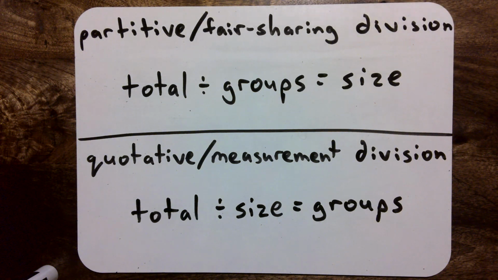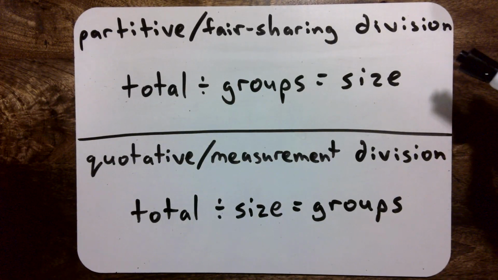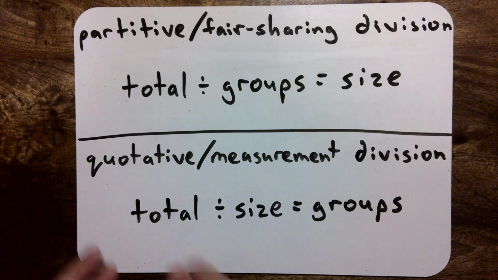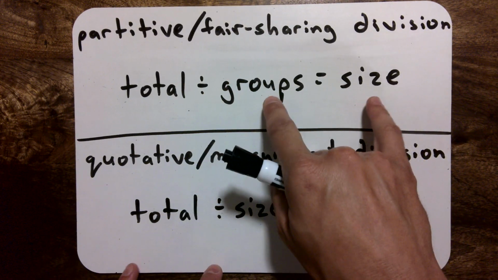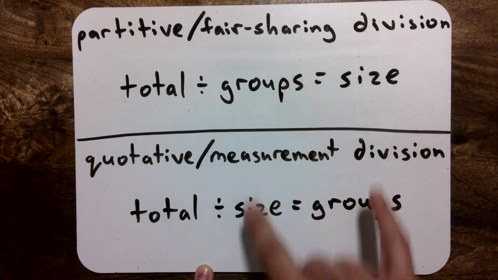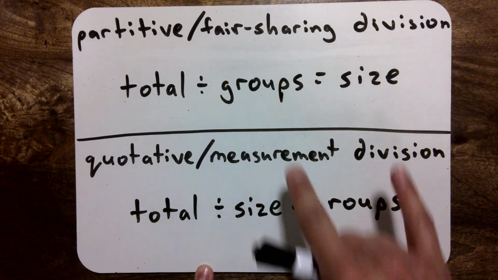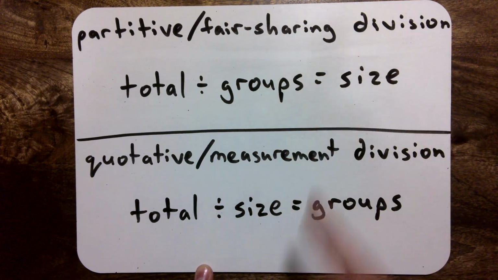In this video, we're going to discuss CRA models for quotative or measurement whole number division. So we previously talked about the fair sharing division, so now we're looking at quotative or measurement division. So you'll notice that this is just for our divisor and the quotient for measurement division. It's just switched from that fair sharing.